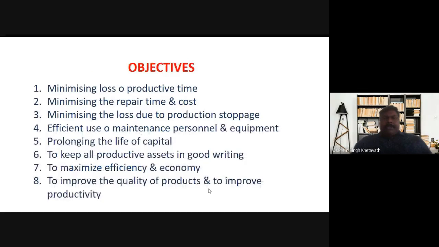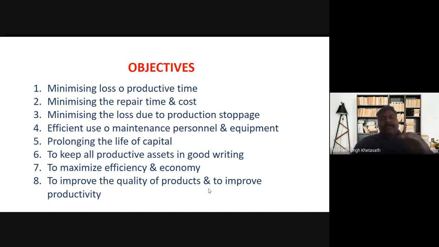See the objectives we have: minimizing the loss, minimizing the repair time and cost, minimizing the loss due to production stoppage. So when the production stops, when a machine breaks down, we need to wait for 4 or 5 hours, or at times days together, for making that machine corrective. So it takes much time, and delivery of the products becomes delayed, and we may lose the customers.